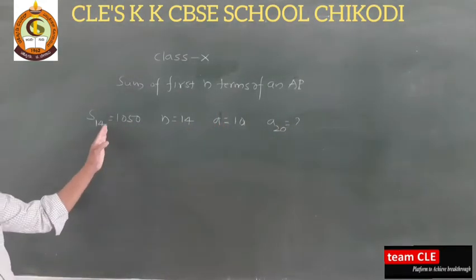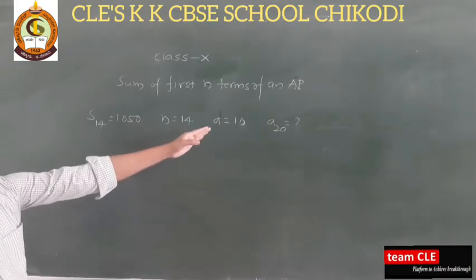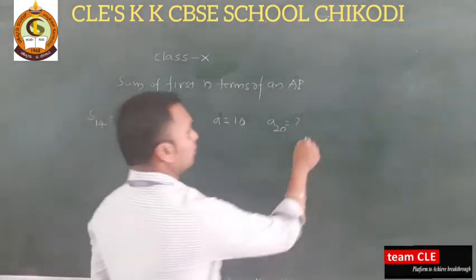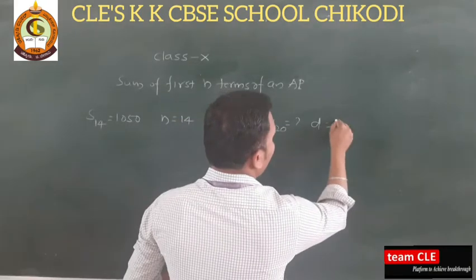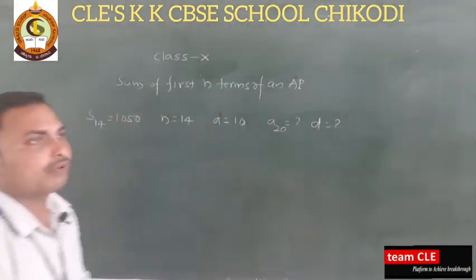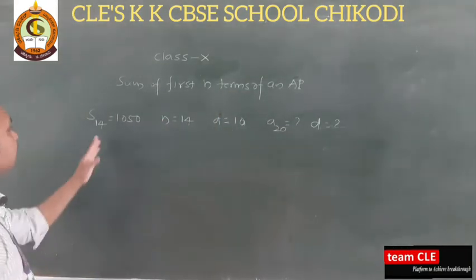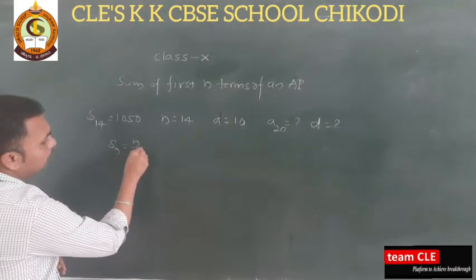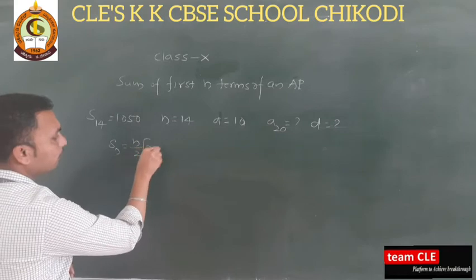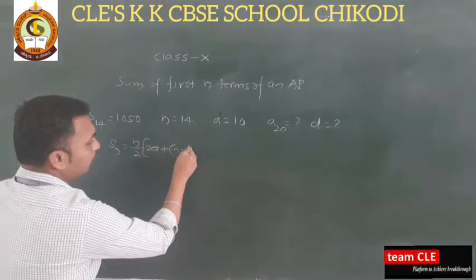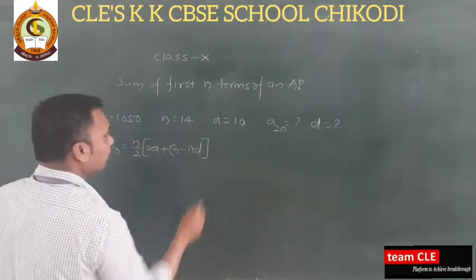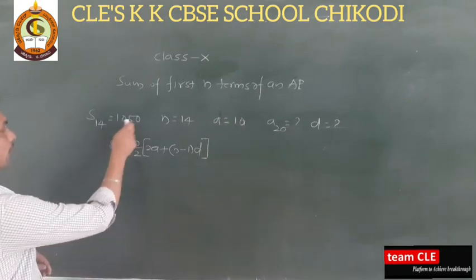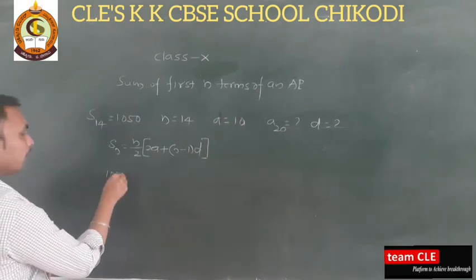So the sum is given, n is given, a is given. We need to find d also. So d is equal to how much? We need to find it here. Just see, dear students. We have the formula Sn is equal to n by 2 into bracket of 2a plus n minus 1 into d. Now Sn they have given as 1050.